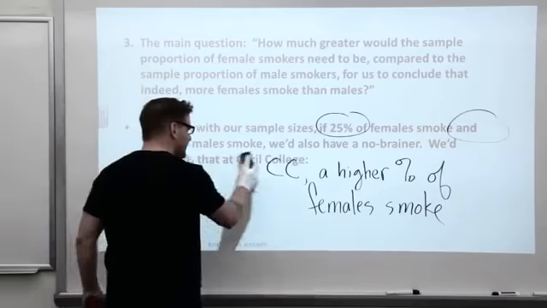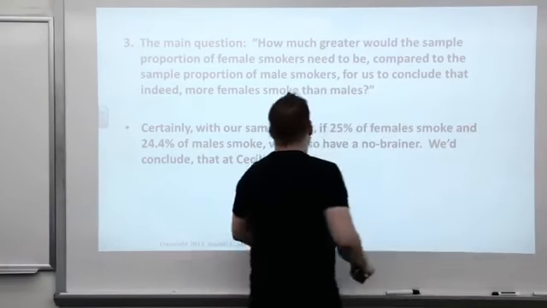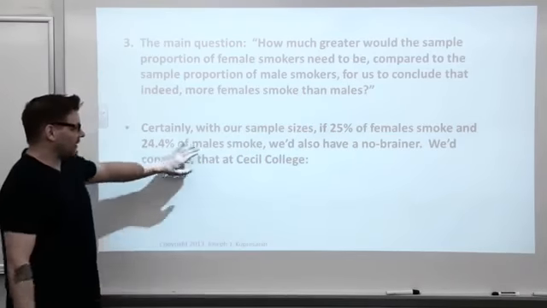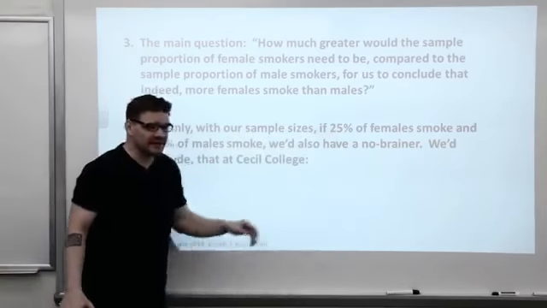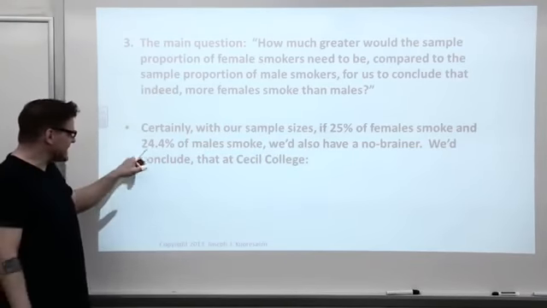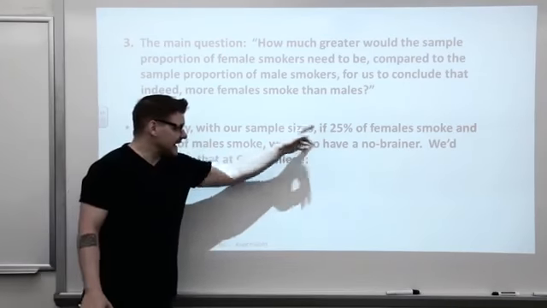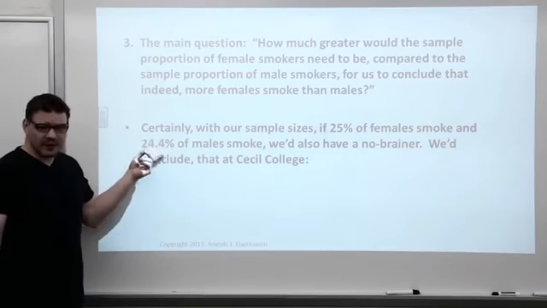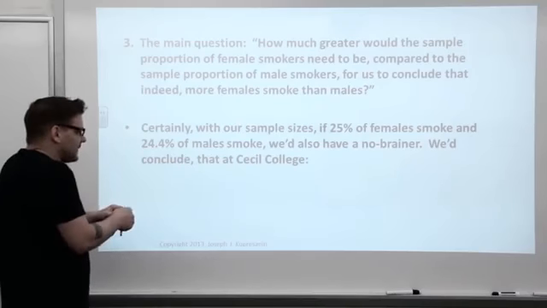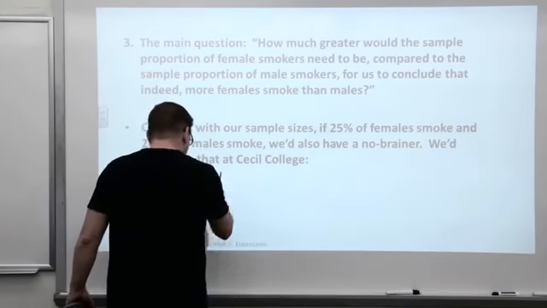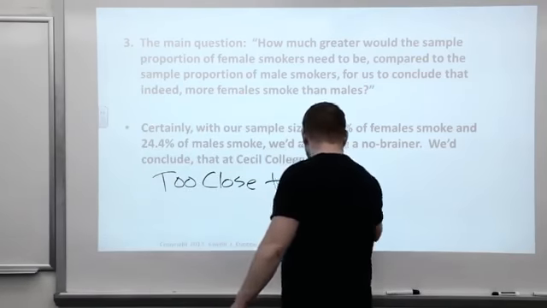Here, pretend this happened. I take my samples again, we're playing what if here. 120 females, I got 25% female smokers. 90 guys, I get 24.4% male smokers. Does that convince you that for the whole school more females smoke, or is it too close to call? Too close to call, right? It has to be too close to call. Those numbers are not far enough apart. This is definitely too close to call.